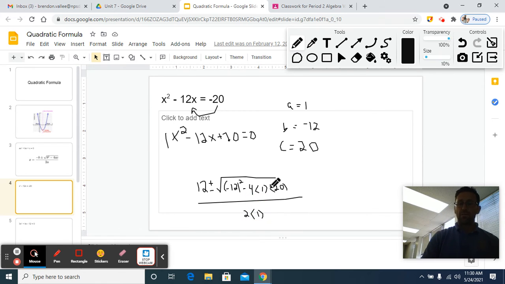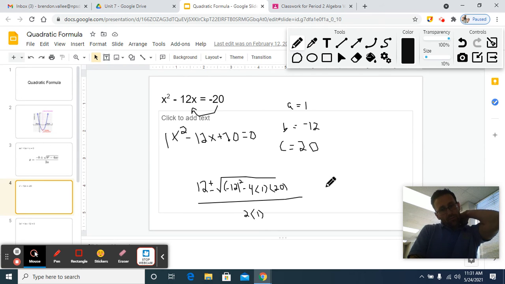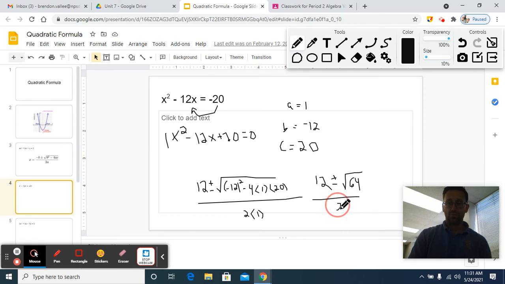So now you're going to simplify what's inside the radical. 12 squared is 144. 4 times 20 is 80. So 144 minus 80 is 64. I'm just going to simplify that. 2 times 1. The square root of 64 is 8.